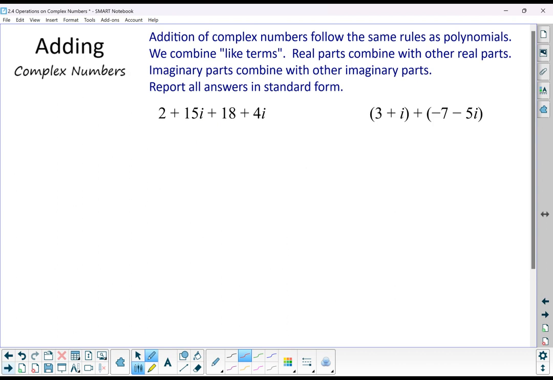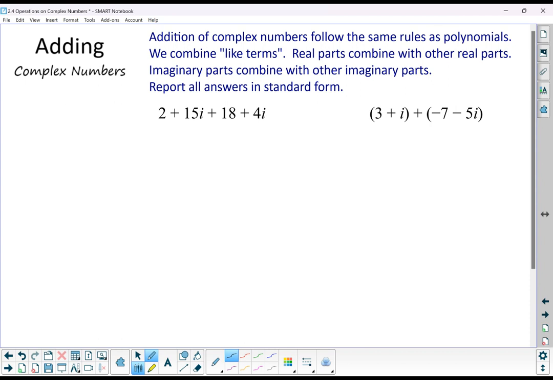Okay, we're going to do some operations with complex numbers now. We're going to add complex numbers, subtract complex numbers, multiply complex numbers, and then finally divide complex numbers. So our first problem, we've got a 2 plus a 15i plus an 18 plus a 4i. Addition of complex numbers just follows the same rules as polynomials.